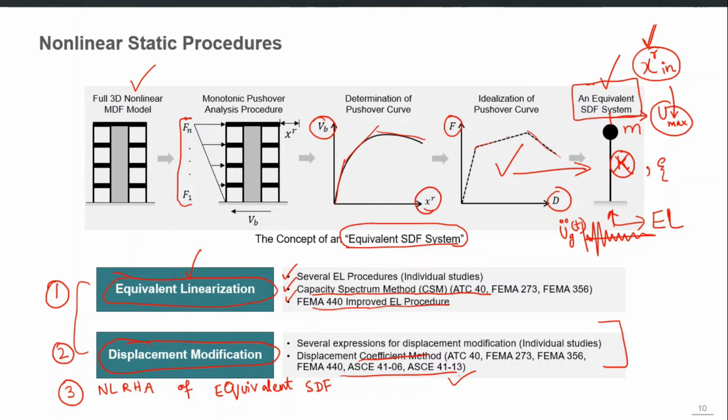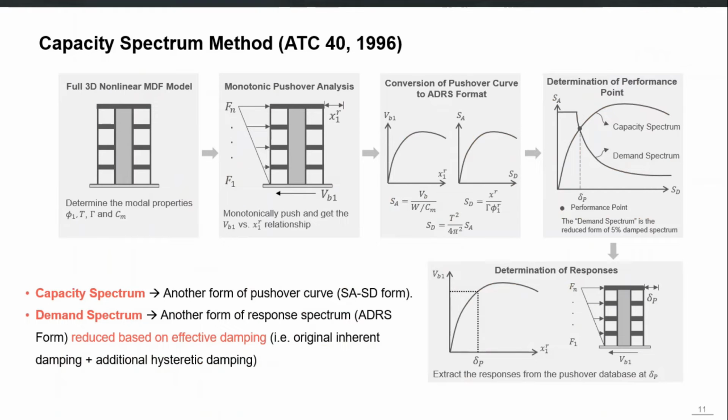So the first method is based on the equivalent linearization. I just quickly give you an idea about capacity spectrum method. And the basic idea is that we convert our pushover curve into another form, which is called SASD form. The base shear is converted to spectral acceleration. The roof displacement is converted to spectral displacement. And this SASD form is called capacity spectrum. So here in the first step after the pushover analysis, we are converting our base shear and roof displacement into SA and SD respectively.